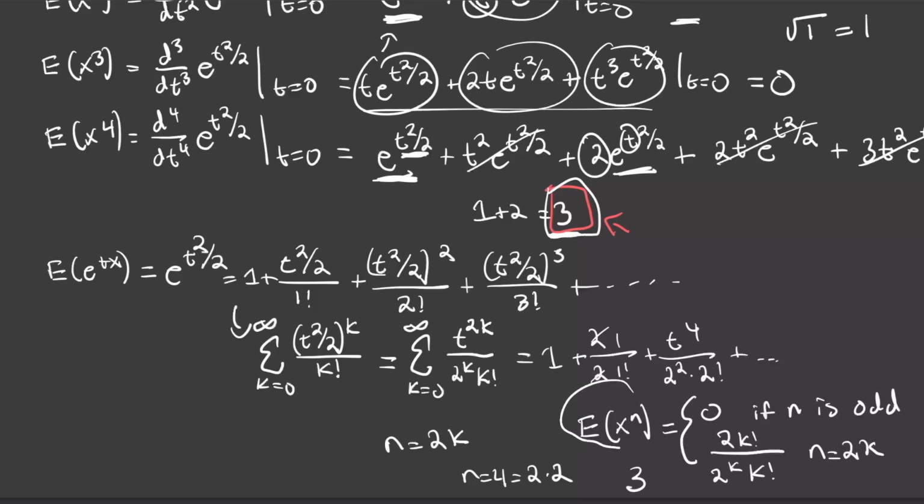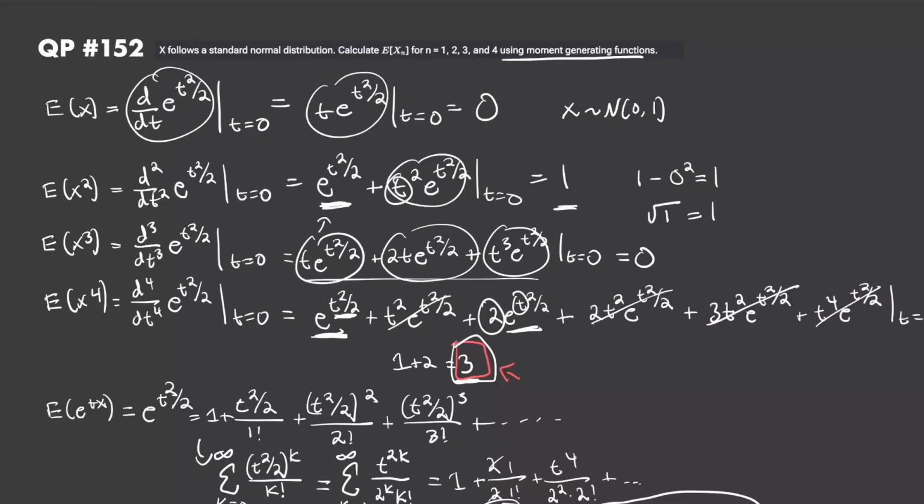So this right here is the general form of how you would do it for even higher moments. And it's going to be a lot simpler using this formula than taking a ton of derivatives, obviously. So yeah, essentially this question just boils down to understanding how the moment generating function works.